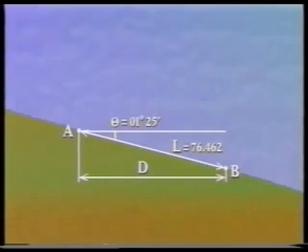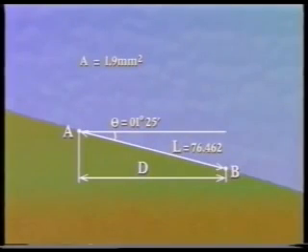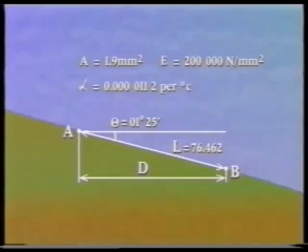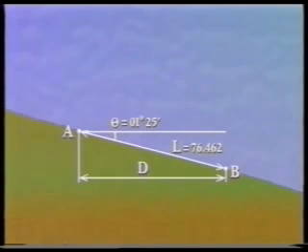During the measurement, the tape was laid along the ground surface. Its temperature was 10 degrees C, and it was pulled at a tension of 70 newtons. The cross-sectional area of the tape is 1.9 square millimeters. The modulus of elasticity of the tape material is 200,000 newtons per square millimeter, and its coefficient of thermal expansion is 0.00000112 per degree C.